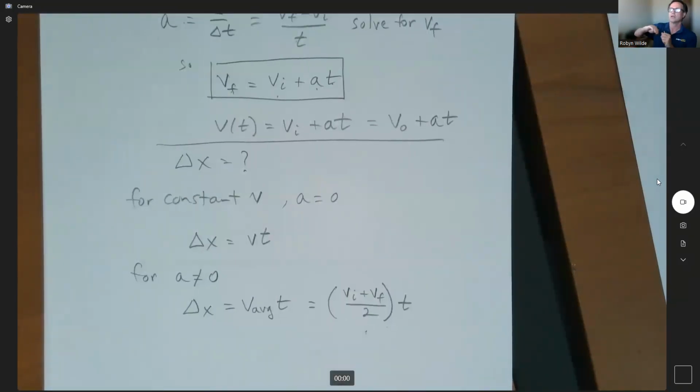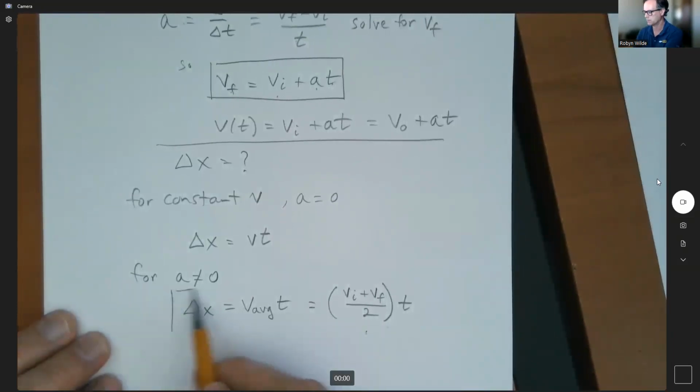And it makes sense because if I have a constant acceleration, half the time I'm above the average value for my velocity, the other half I'm below. So the average is right in the middle. It's the actual statistical average of the two numbers, initial and final. So this is our second kinematic equation.